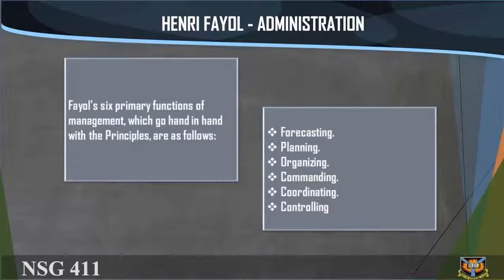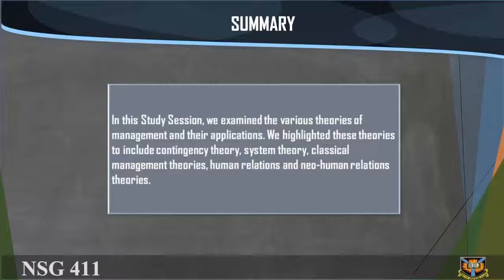Fayol's 6 functions of management. Fayol's 6 primary functions of management, which go hand in hand with the principles, are as follows: forecasting, planning, organizing, commanding, coordinating, controlling. Study session summary. In this study session, we examine the various theories of management and their applications. We highlighted these theories to include contingency theory, system theory, classical management theories, human relations and neo-human relations theories. End of study session 2.